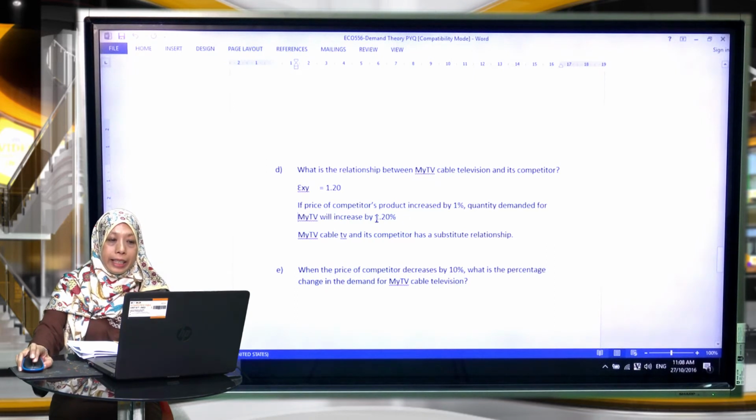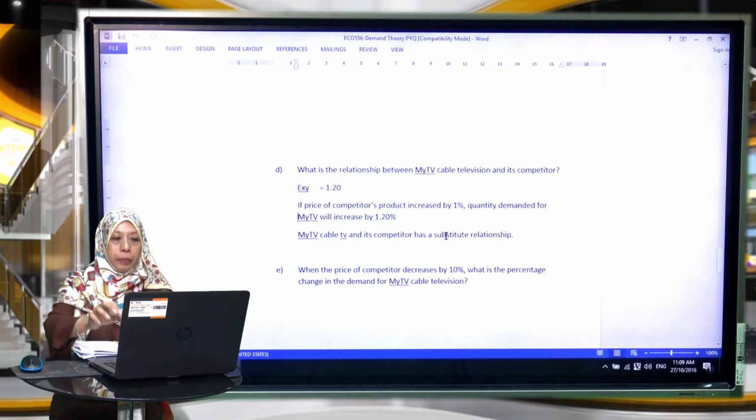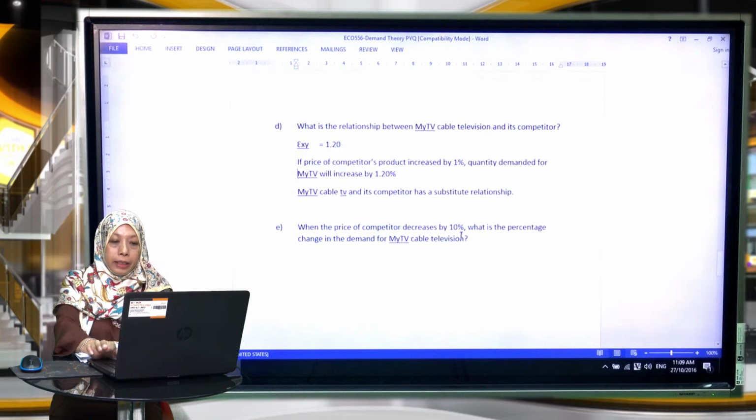So this indicates that your product and your competitor's product have a substitute relationship. Okay, and the last question would be: when the price of the competitor decreases by 10%, what is the percentage change in quantity demanded for my TV cable television?